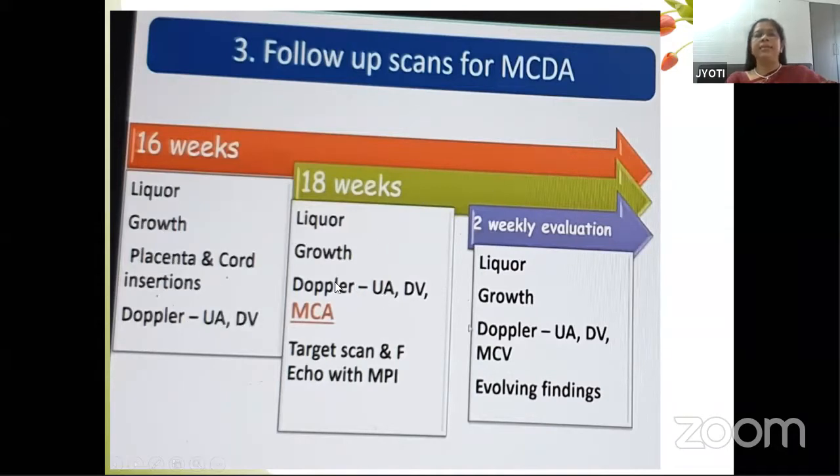And at 18 weeks, apart from looking at all these things, you've got to start looking at the MCA Dopplers, because fetal anemia can be detected by MCA Dopplers. And you've got to do a targeted scan and fetal echo. Fetal echo is important to find out the myocardial performance index, which I'm going to talk about later. And every 2 weeks, we have to find out what findings are evolving, because the findings may evolve at any point of time.